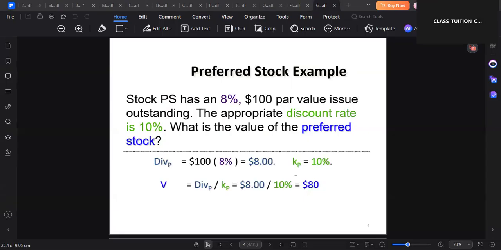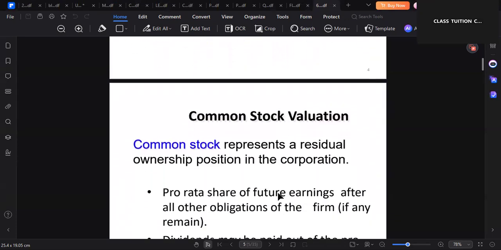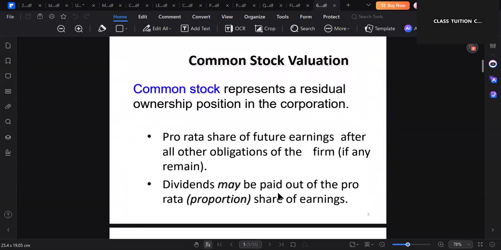So now we transition into common stock. This is the actual stock. What is common stock? It represents the residual ownership in a corporation. It is usually valued on a pro rata basis. So dividends may be paid out on a pro rata basis. When we say residual ownership, it means that you are the last in line, after the creditors and after the preferred shareholders are paid.